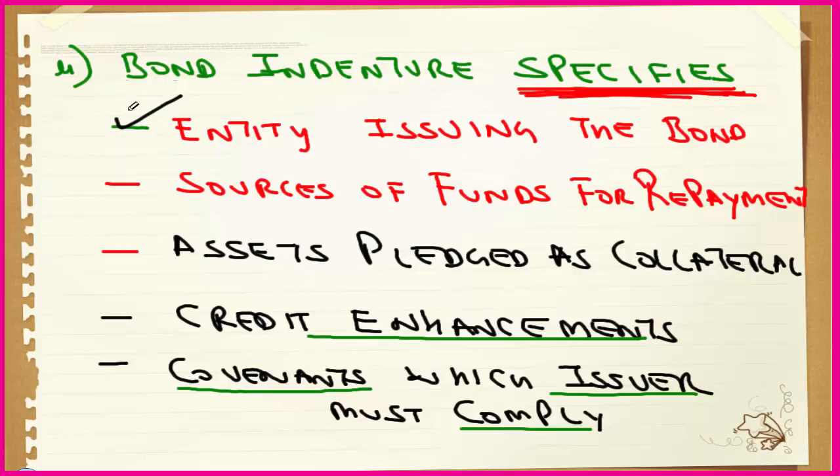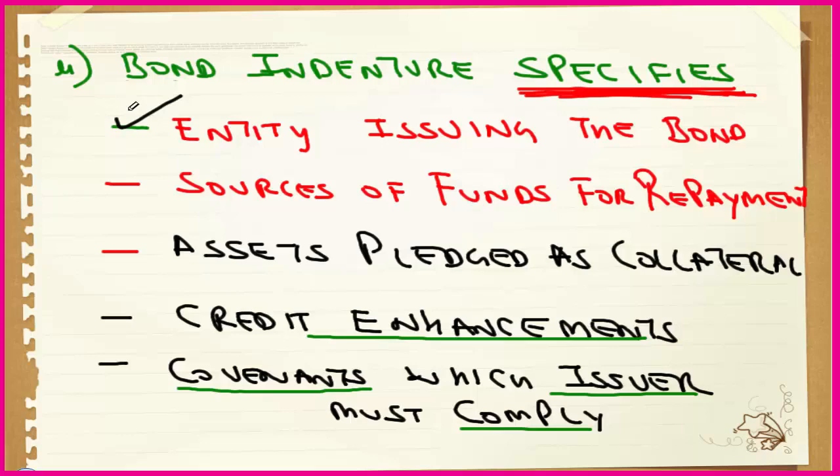What are the assets which are collateral, which are pledged against this, so that the company cannot sell those assets because they are pledged against the bond? That has to be specified. And in case of credit enhancement, now what is the meaning of credit enhancement?